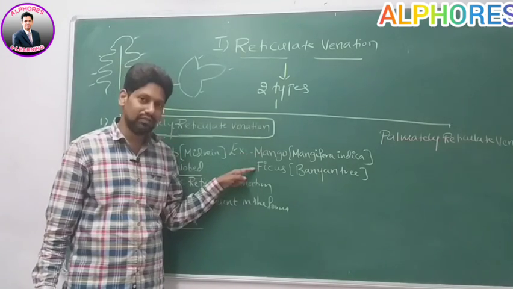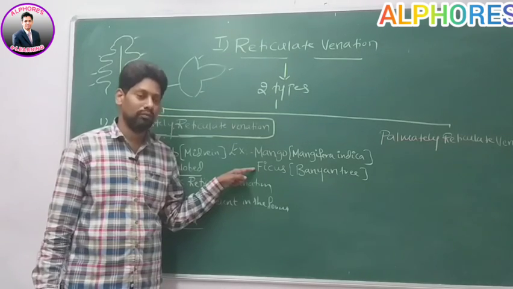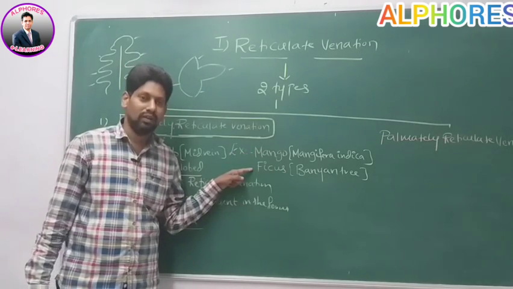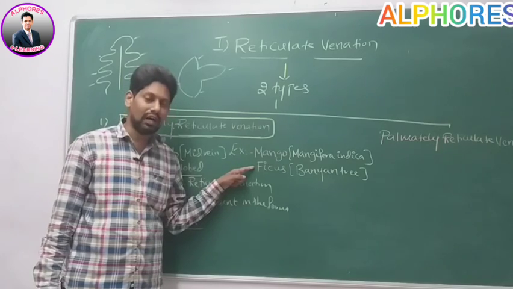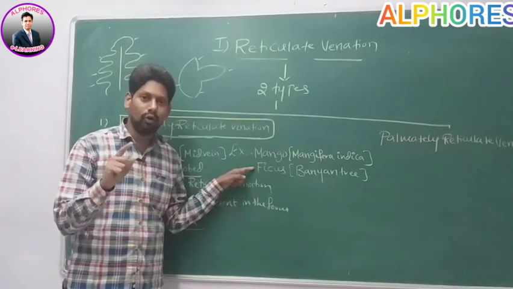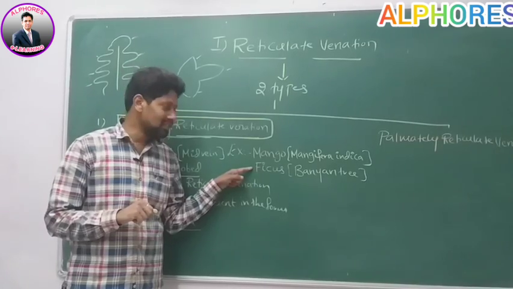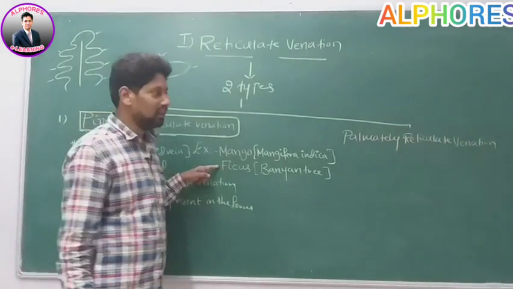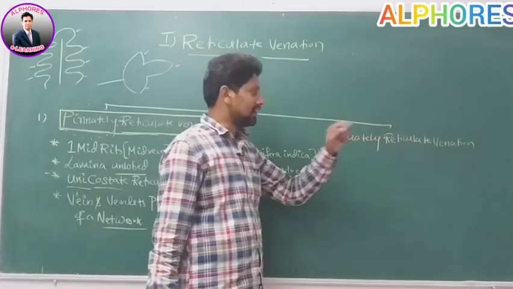Sir, in ficus leaf, you can check it from outside because you can get these leaves. You can see the mango leaf as well as ficus leaf also. Sir, if you take the ficus leaf, how many midribs? One midrib. Lamina is unlobed. Yes or no? Right? And veins and veinlets, they are arranged in the form of a network. Okay. Now go for palmately reticulated venation.